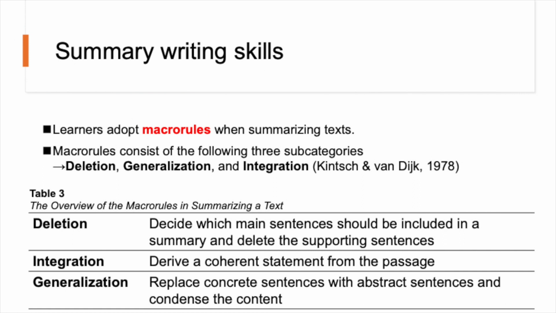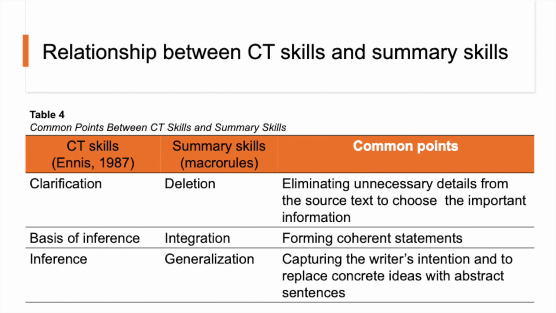According to previous studies, when learners summarize text, they adopt macro rules. These macro rules consist of 3 subcategories as shown in Table 3. Table 4 shows the common points between CT skills and summary skills. That is, clarification and deletion, basis of inference and integration, inference and generalization each have skills in common.